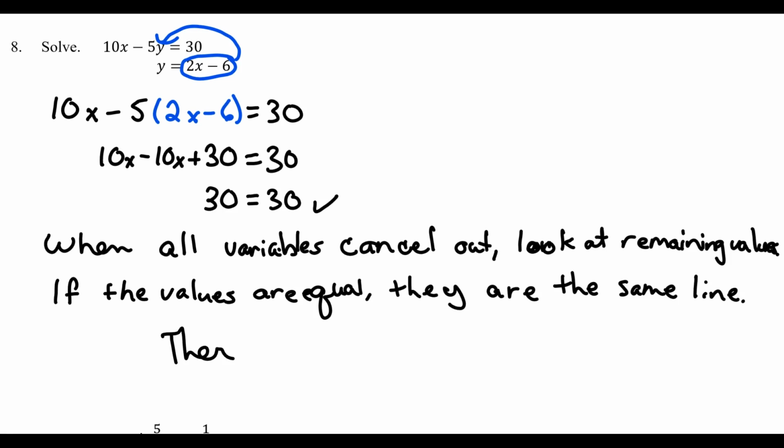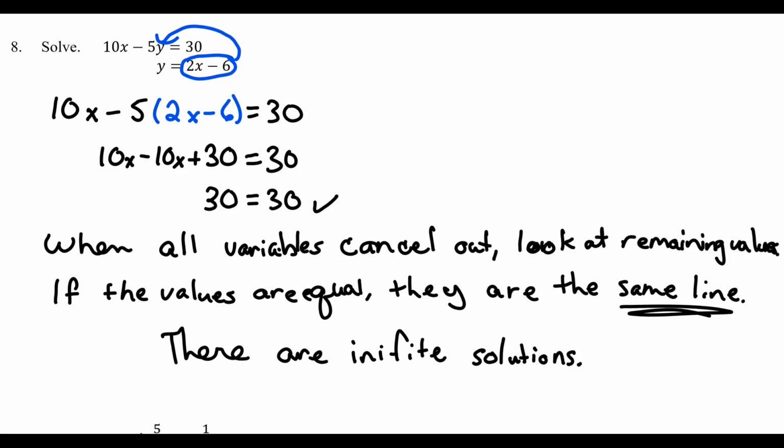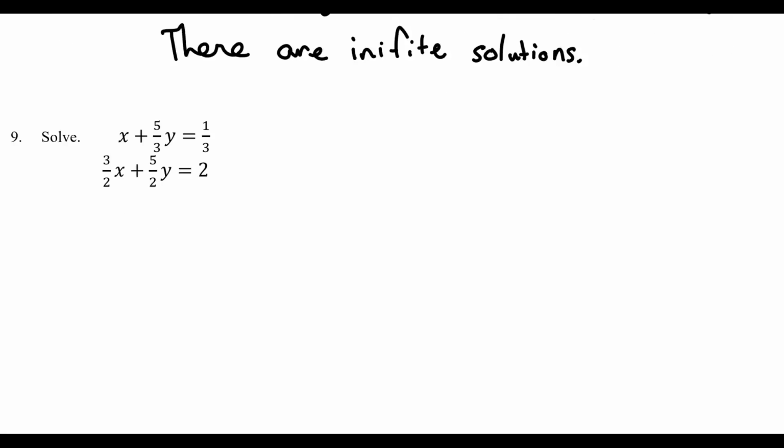there are infinite solutions. Remember we talked about the 3 different types of solution values? And in all of our examples so far, we've had one solution. Well, here's one where we have infinite solutions because they're that same line. Okay? Let's look at another example.